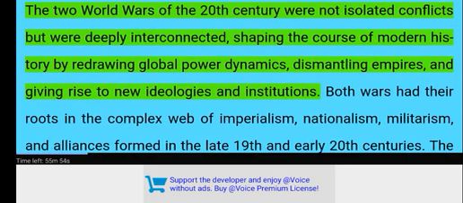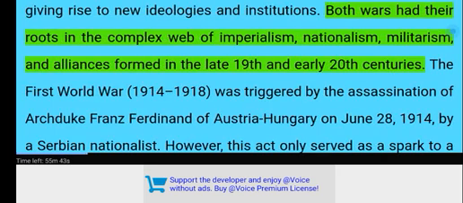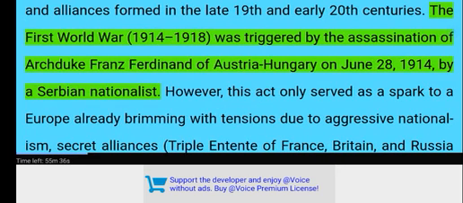The two world wars of the 20th century were not isolated conflicts but were deeply interconnected, shaping the course of modern history by redrawing global power dynamics, dismantling empires, and giving rise to new ideologies and institutions. Both wars have their roots in the complex web of imperialism, nationalism, militarism, and alliances formed in the late 19th and early 20th centuries. The First World War, 1914-1918, was triggered by the assassination of Archduke Franz Ferdinand of Austria-Hungary on June 28, 1914, by a Serbian nationalist.